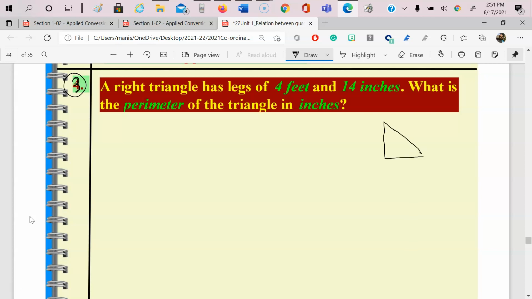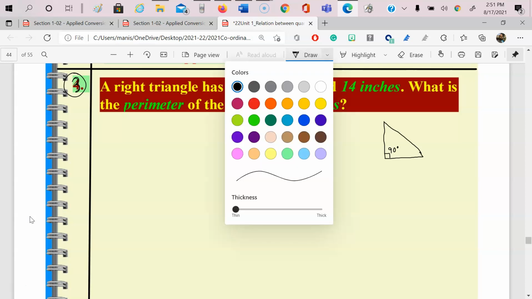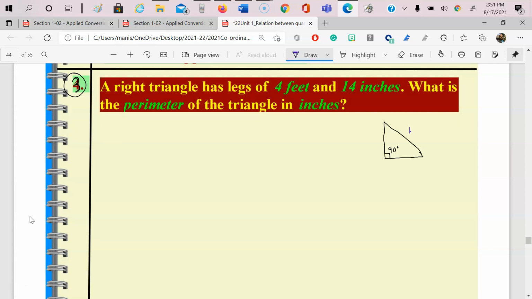So what is a right triangle? A triangle in which one of the angle is 90 degree. That's called a right triangle. Okay. An important thing to pay attention is the side which is in front of 90 degree. That's called hypotenuse. And hypotenuse is the longest side of the right triangle.